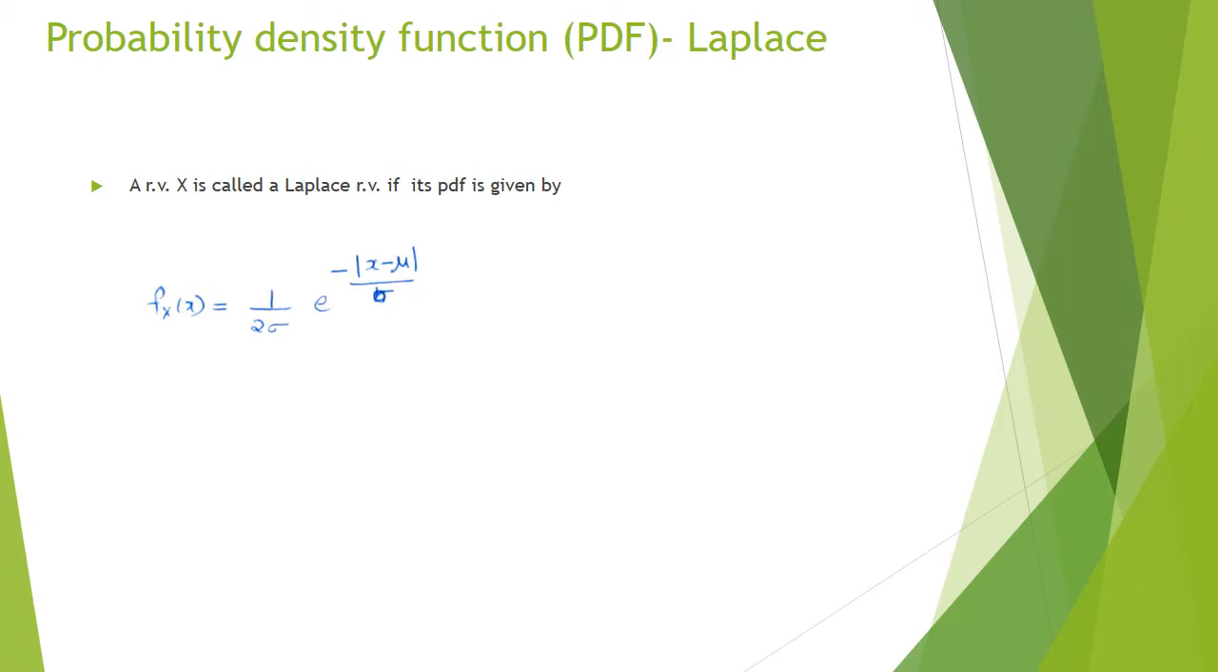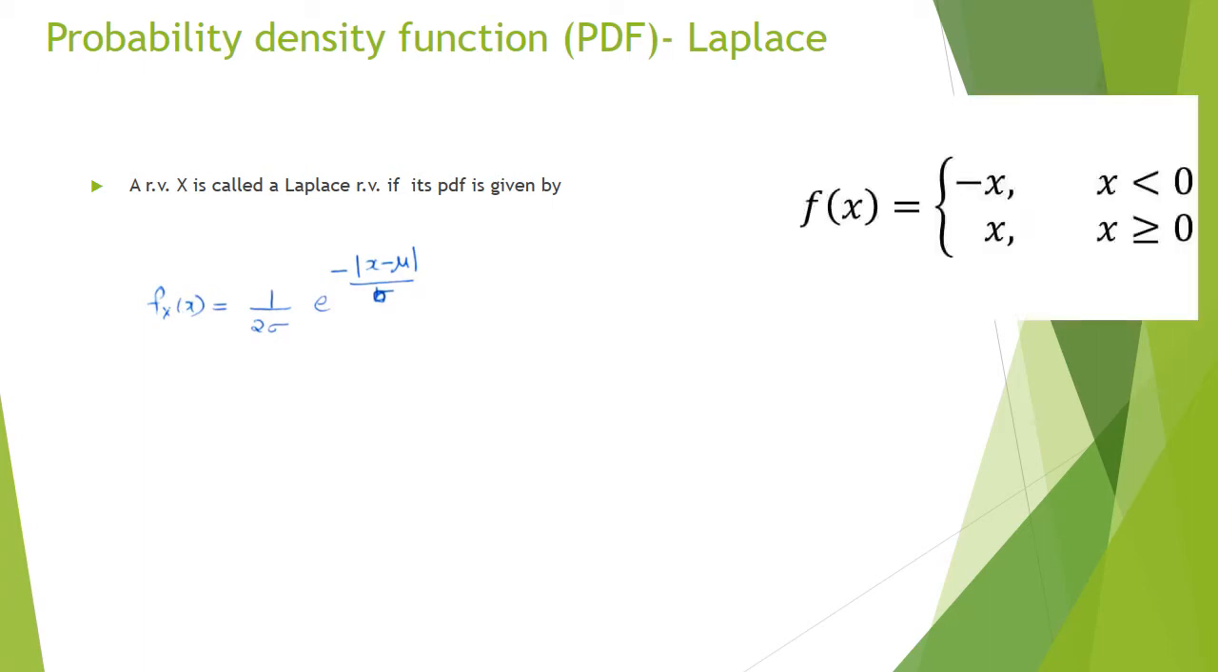Here mu is the shifting factor and sigma is called the scaling factor, and 1 by 2 sigma is the amplitude of the probability density function. Now this is a mod function, so we know that if it is mod, the function will be minus x when x is negative and plus x when x is positive. Now instead of x we have x minus mu, so x minus mu negative and x minus mu positive mean x less than mu as well as x greater than mu.